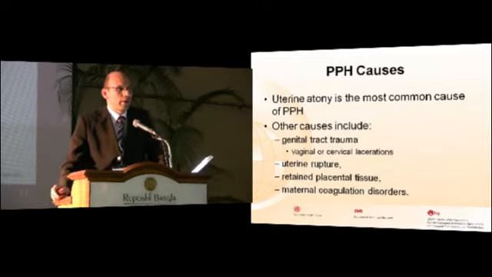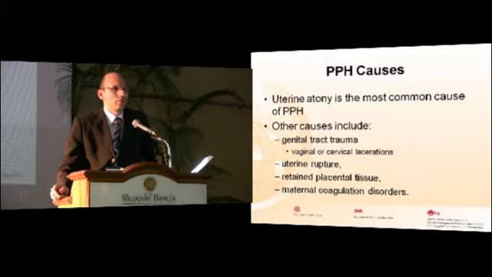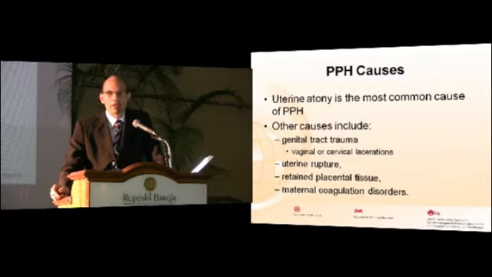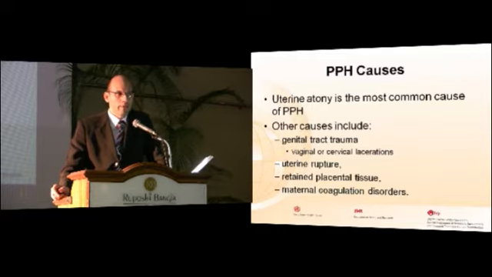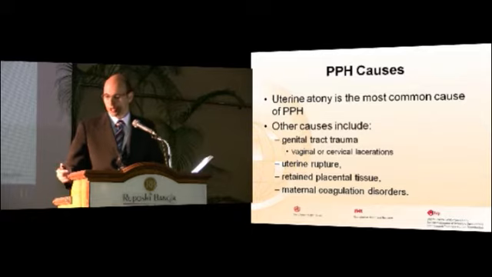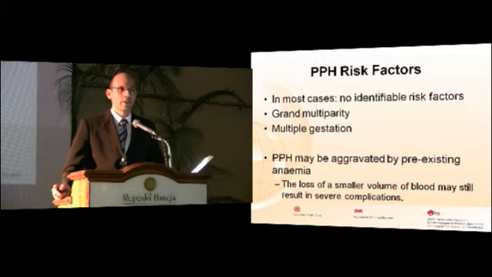When we talk about postpartum hemorrhage, we have to talk about uterine atony, which is the most common cause of PPH. But it's not only uterine atony that is responsible for postpartum hemorrhage. We also have genital tract trauma, uterine rupture, retained placental tissue, and also disorders of maternal coagulation. These conditions are the main causes of postpartum hemorrhage.